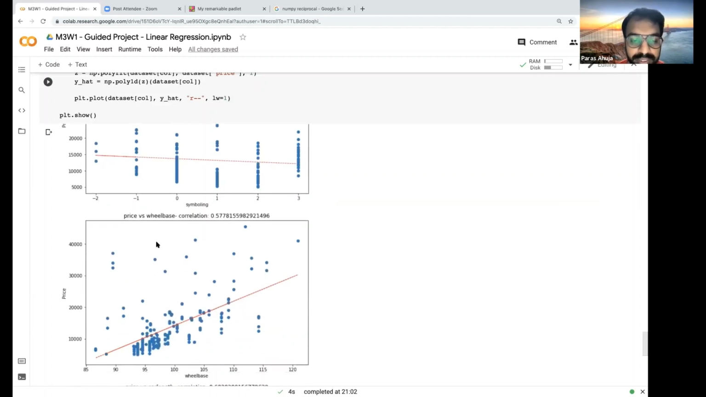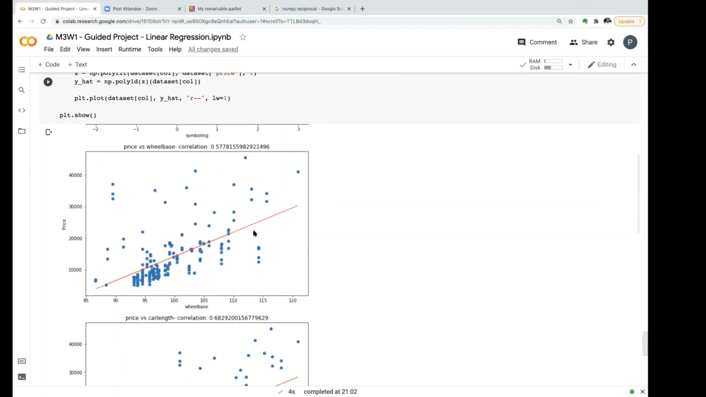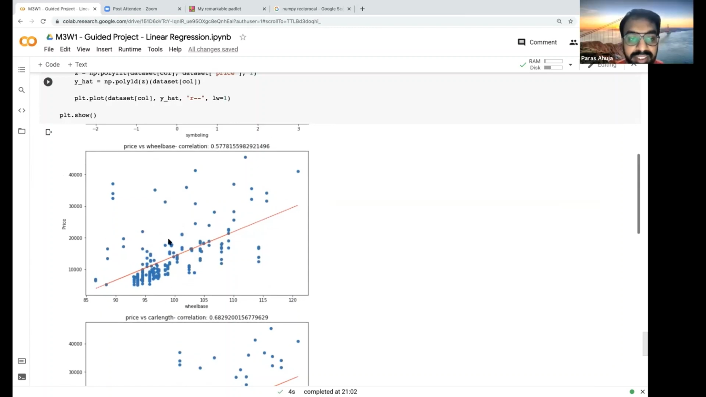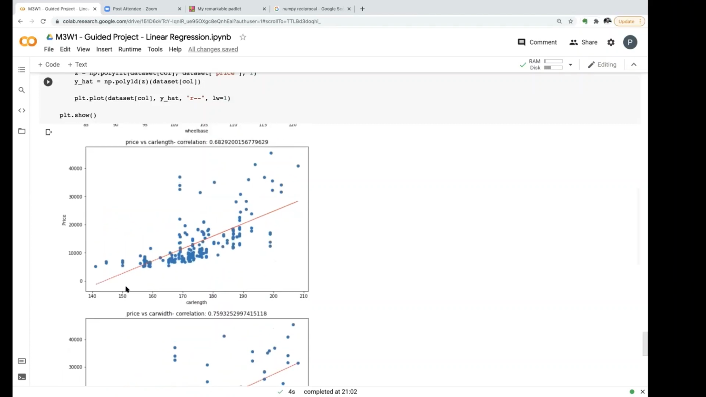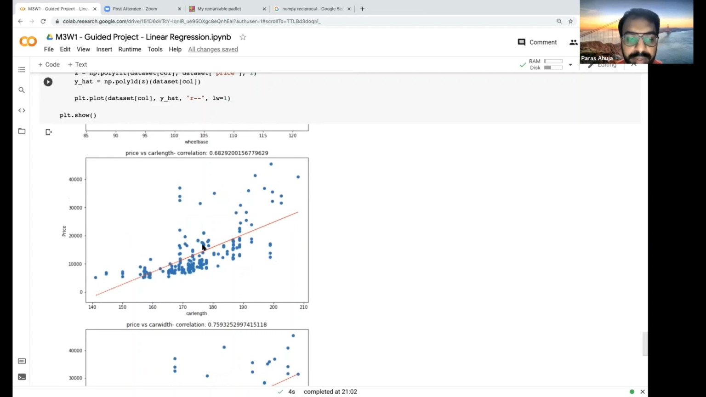Now if you go to the wheelbase, do you see any relation? Yes, because you see a relation, right? Wheelbase does impact our prices. Next comes car length. Similarly, as your car length increases, the price increases, right? And you might say that we can see some prices here also. Yes, we do have some outliers.